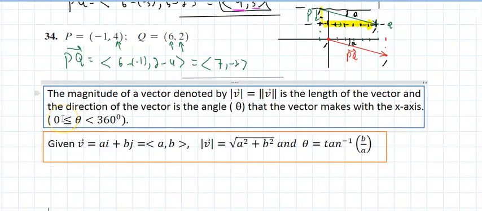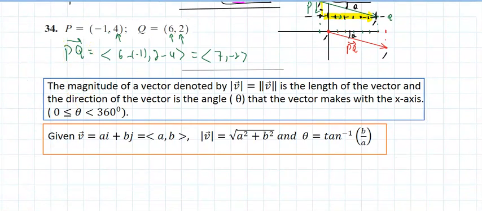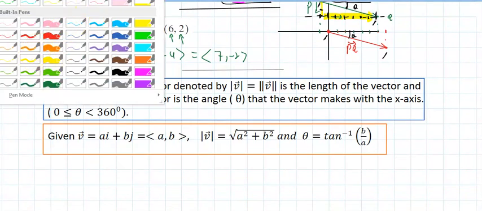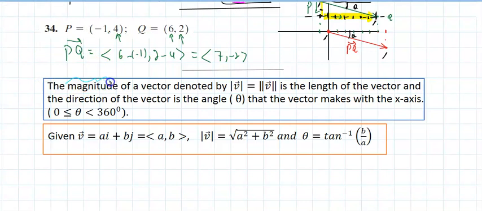All right. The magnitude is really nothing more than our r. They denote it by absolute value or double absolute value, depending on which author you're using, and it is the length, literally r, of the vector. And the direction, can you guess what the direction is? It's theta. But here they make theta always positive. And since you're using an absolute value on the magnitude, r is always positive.